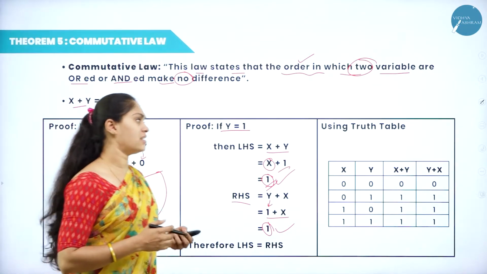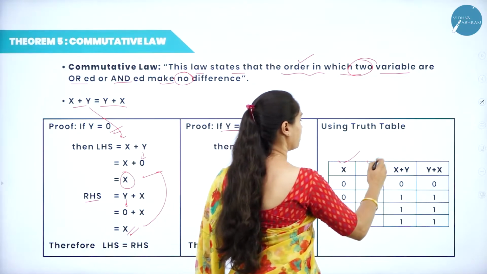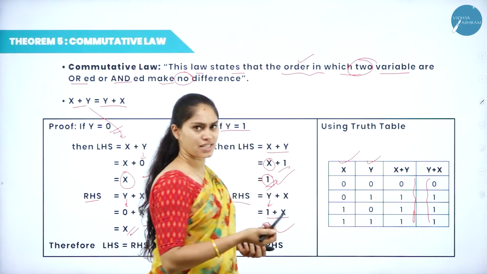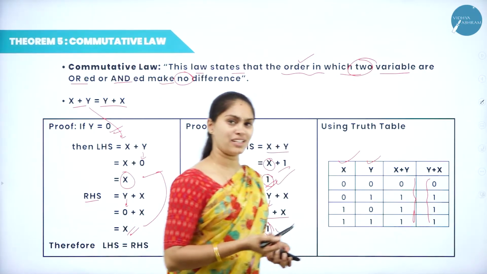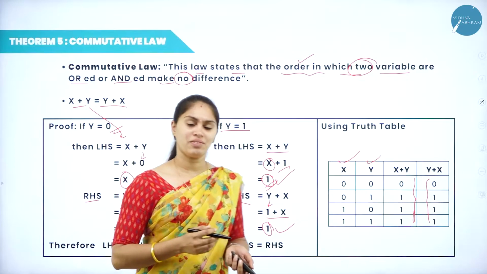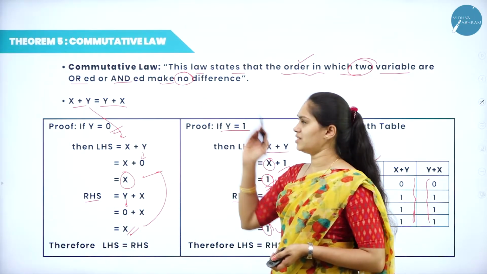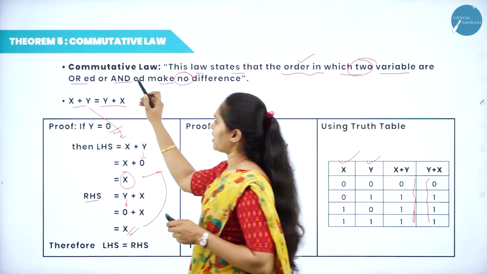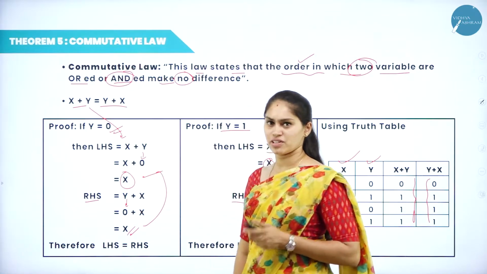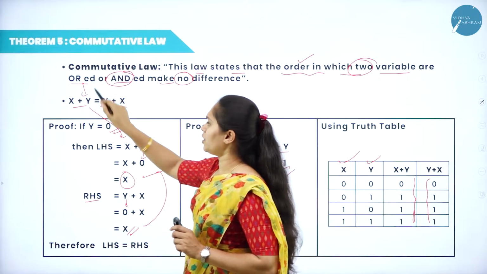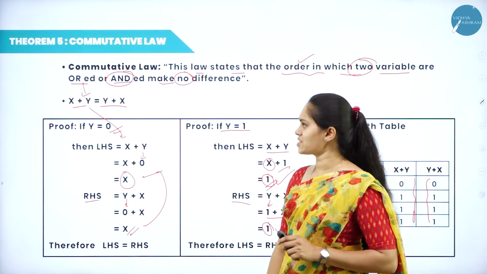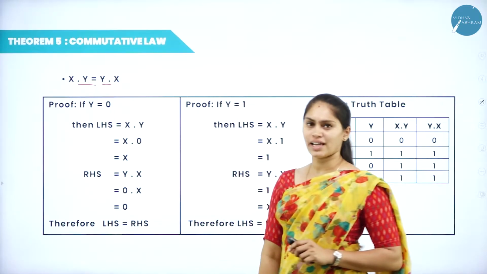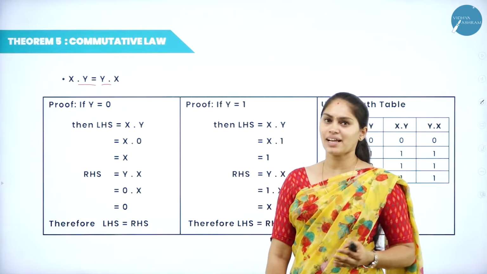Here you can see the truth table. We have x and y. You can observe the results of x plus y and y plus x. Both yield the same result. So we can say that we have proved the commutative law. The same thing applies to the AND operation. Now we are done with the OR operation. Let me look at the AND operation, that is x dot y is equal to y dot x. Both make no difference here.